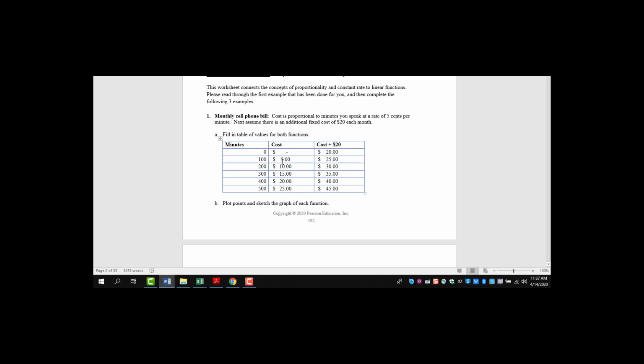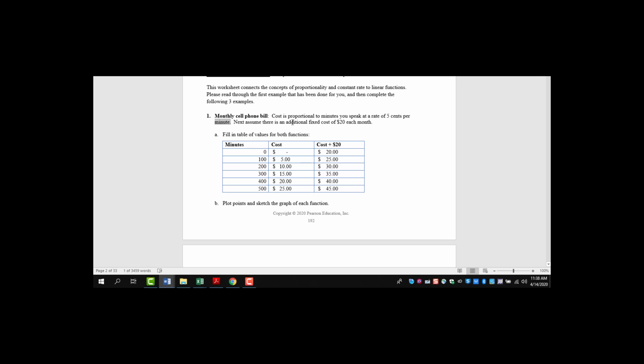So here's now where it changes a little bit. All right? We're going to have this, and we're going to get the cost is proportional to the minutes you speak at a rate of 5 cents per minute. So there's the rate, right? There's the slope. 5 cents per minute.